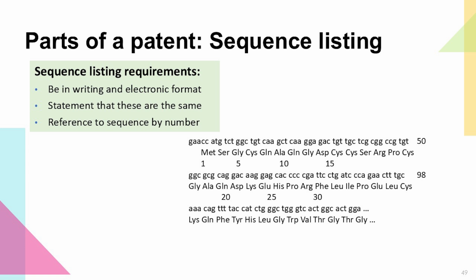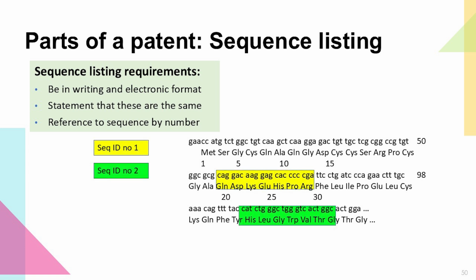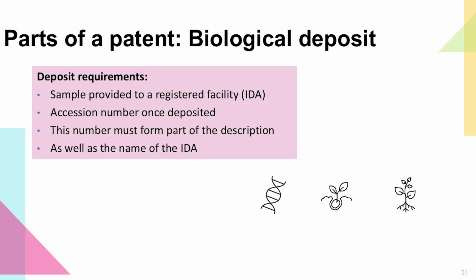So, whenever the applicant or the inventor is referring to a part of that longer sequence listing, it must be able to be referenced by a number. Let's say that the invention lies in a specific part of the longer sequence listing. That part would be identified by the letters SEQ ID with a number. Other types of biological inventions require a sample of the material provided. One thing is that this biological material is one that is self-replicating.